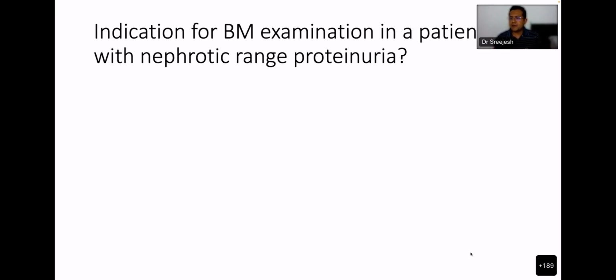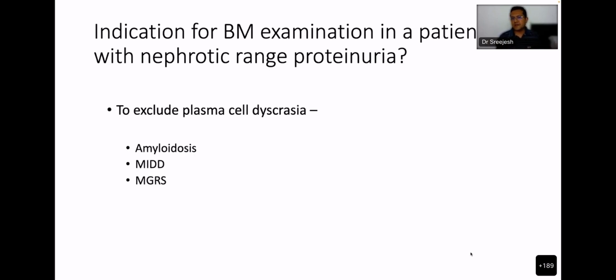Or you can have a condition which is called monoclonal gammopathy of renal significance. These patients may also present with some range of proteinuria. So there are different hematological disorders which can present with proteinuria or renal dysfunction. That's why this clinician most likely wants to exclude plasma cell dyscrasia. So that's an indication of bone marrow examination in this patient.